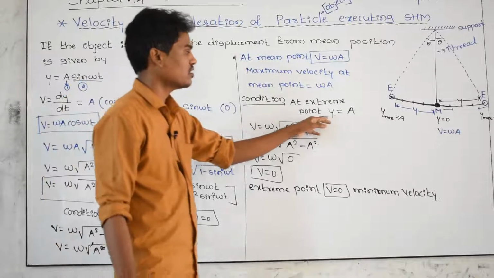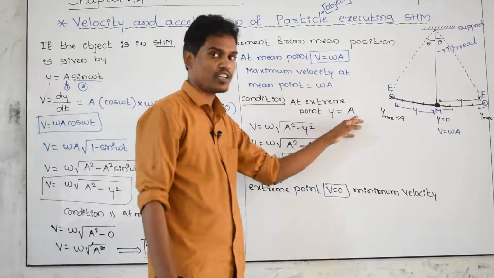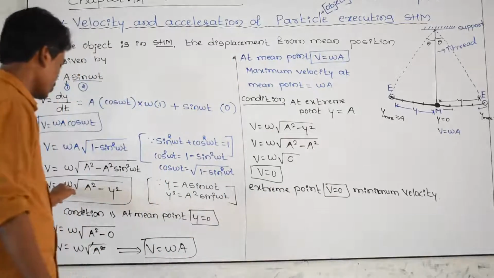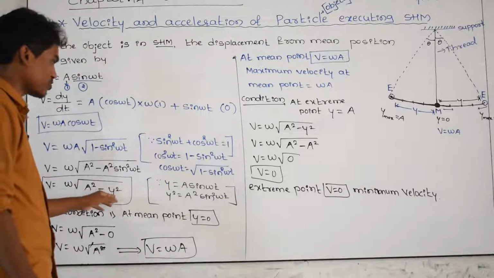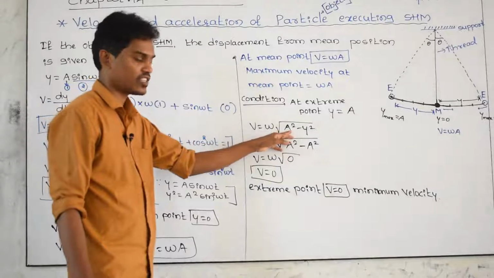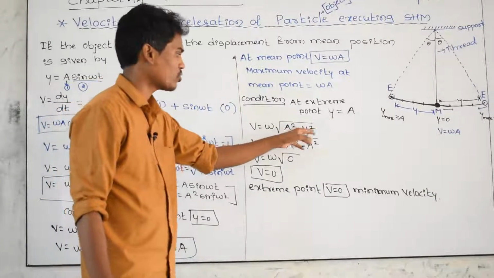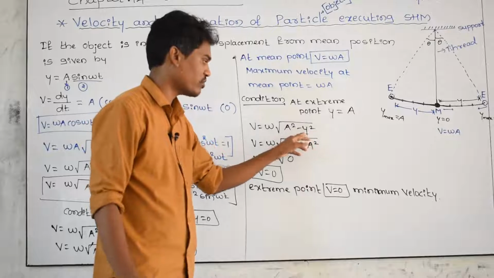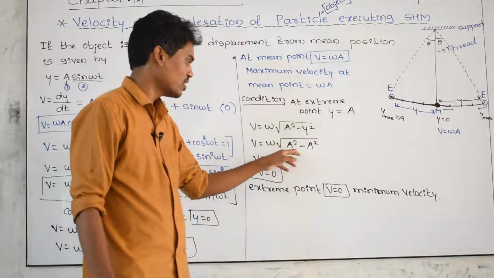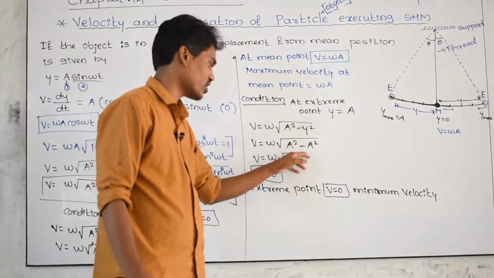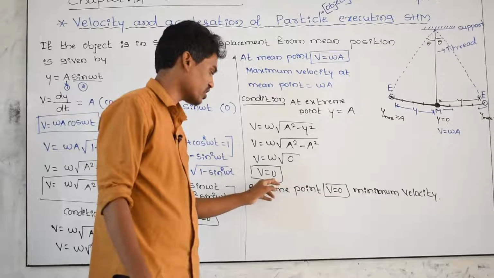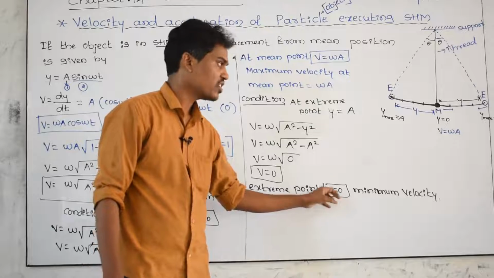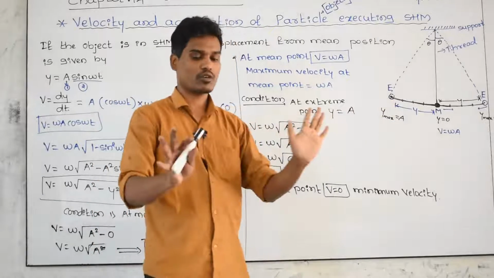And apply the second condition at extreme point. The displacement is called amplitude, means maximum displacement. Again take the same formula, omega is equal to root of a square minus y square. Substitute y is equal to a, after substituting, y becomes a, means a square, then a square minus a square becomes 0, omega into 0 is equal to 0. At extreme point velocity becomes 0.